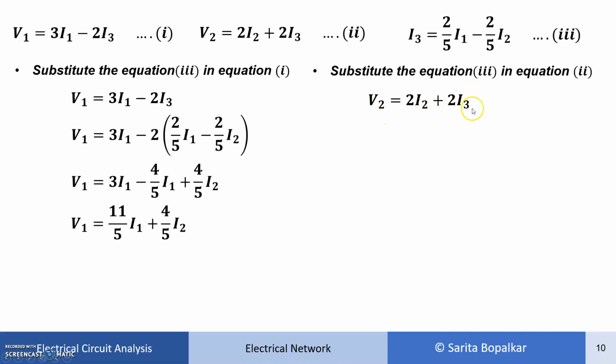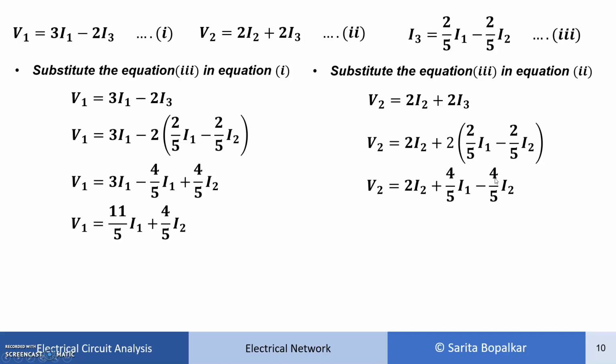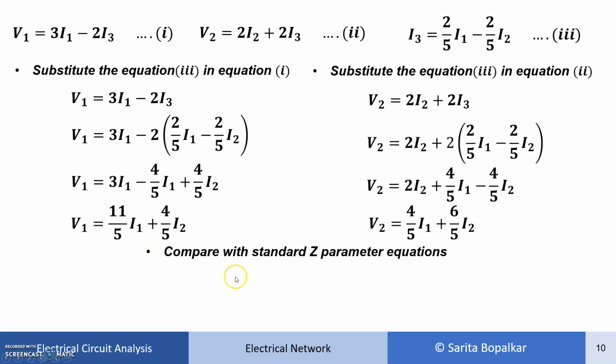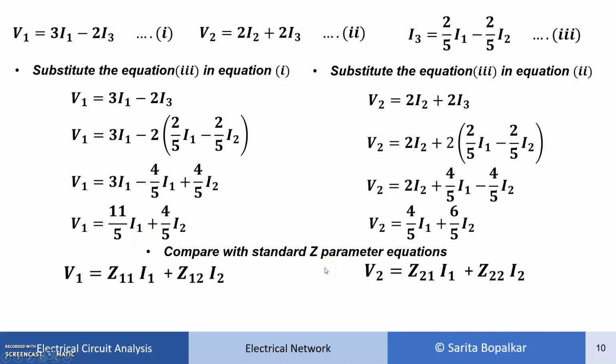So this is equation 2. We'll put the value of I3. Solve this, combine the I1 terms, I2 terms and we'll get this one. Now here V2 is a function of I1 and I2. So for Z parameter, we want V1 and V2 as a function of I1 and I2. These two equations we can compare with our standard Z parameter equations. These are the standard Z parameter equations.